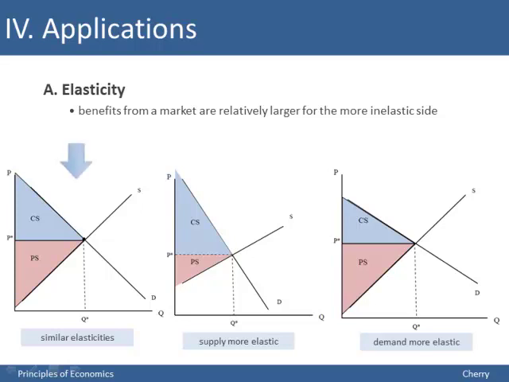For a good or service that has supply and demand with similar elasticities, the welfare generated to the buyers and the sellers are similar. In a market where the demand is more inelastic or the supply is more elastic, consumers are going to receive more welfare. And then the third case, where you have demand being more elastic and supply being more inelastic, the seller is going to receive more benefits from that market.